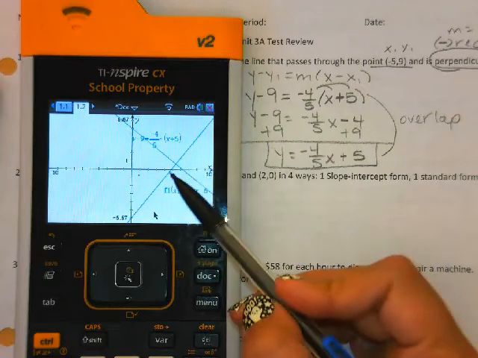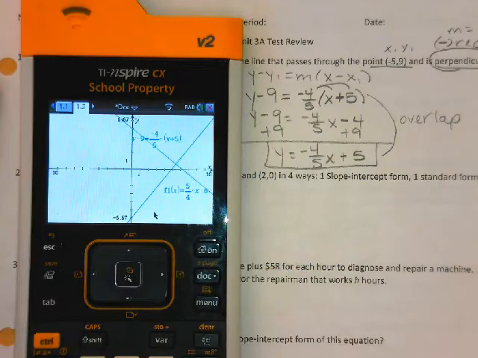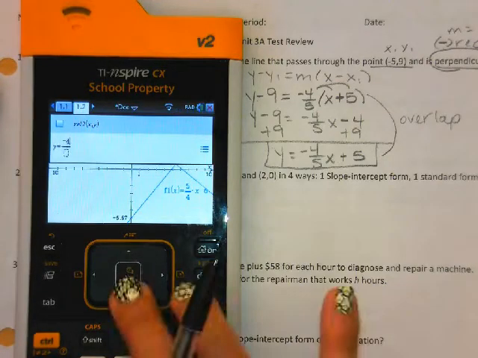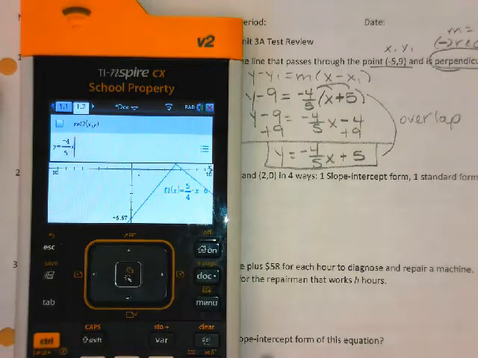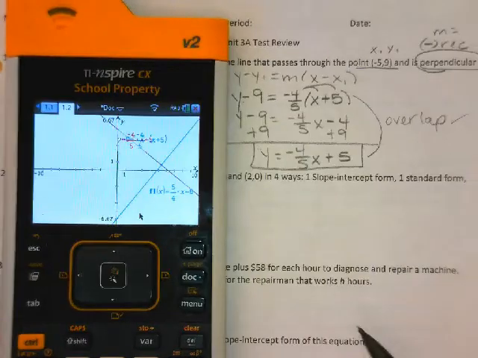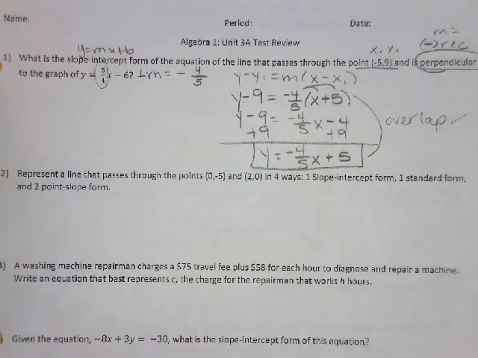I can see that does appear to be perpendicular. And then I'm also going to put in this last one, y equals -4/5 x plus 5. I can see that these two do overlap, so those are converted correctly, and it is perpendicular. So we did a good job there.